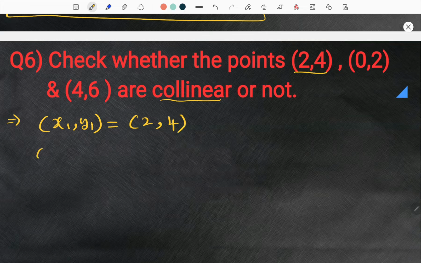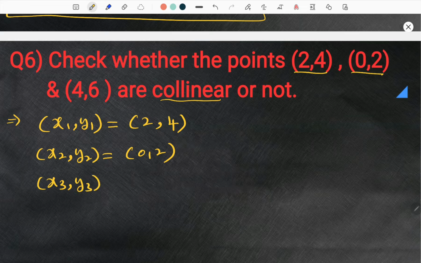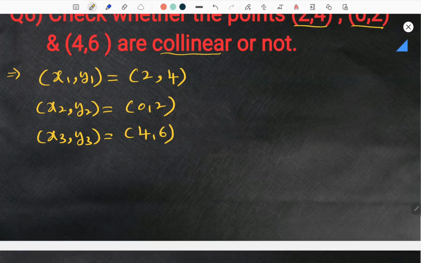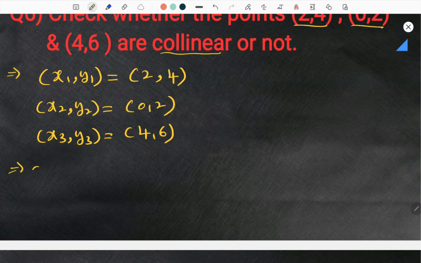Alright, similarly you take x2, y2. What is that x2, y2? That x2, y2 is 0, 2. Then the next point is x3, y3. That is going to be 4, 6. Alright, so now we have to find the area of the triangle.